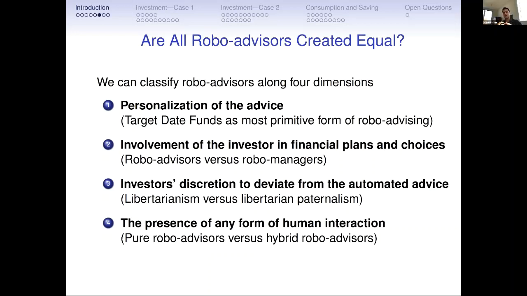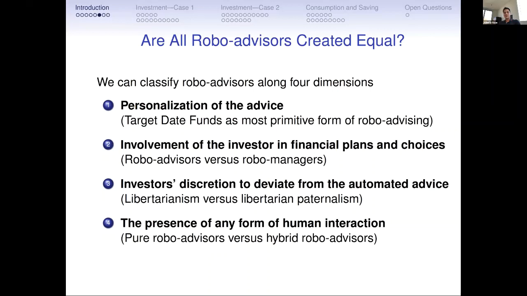And this is related to the second point. Some robo-advisors will allow individuals to deviate and maybe accept only part of the advice, and some others instead are going to be an all-in or all-out kind of structure. And then the fourth important one is the presence of human interaction. In many cases, in particular for individuals that are algorithm averse, it's going to be very hard to follow the financial advice of a pure robo-advisor.